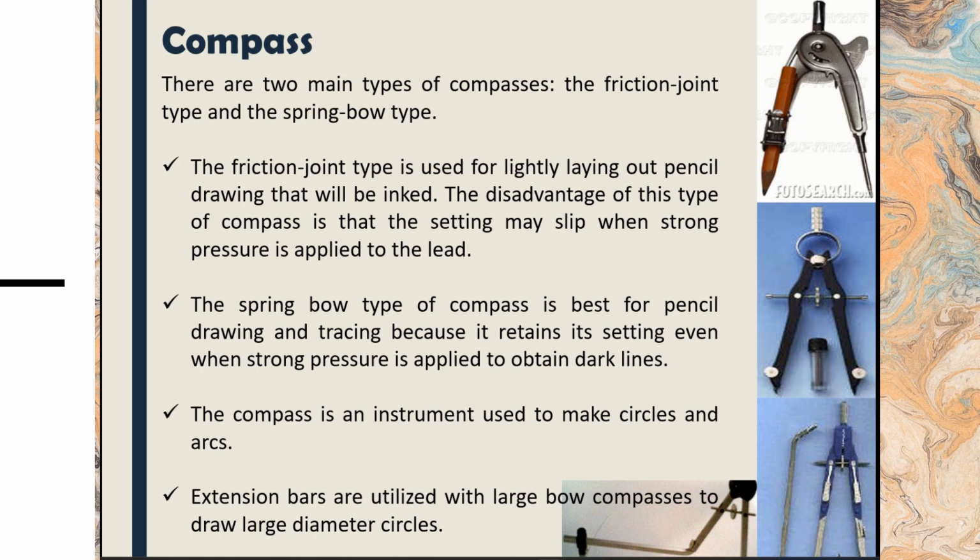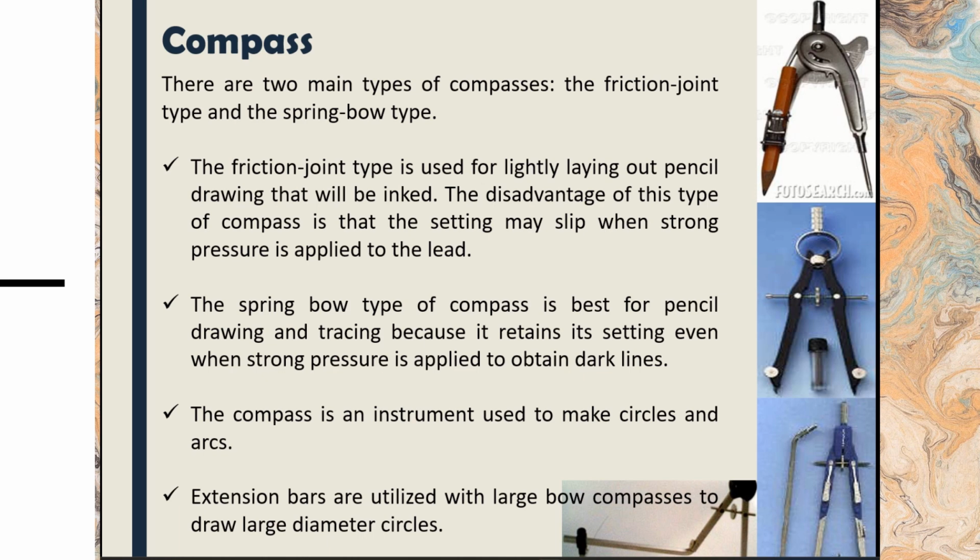We look at the compass. The compass is also another essential drawing instrument that we use in engineering drawing to produce a quality drawing. There are two main types of compass, the friction joint and the spring bow type. A compass is used to draw circles and curves in engineering drawing.